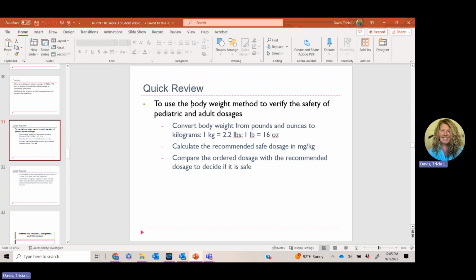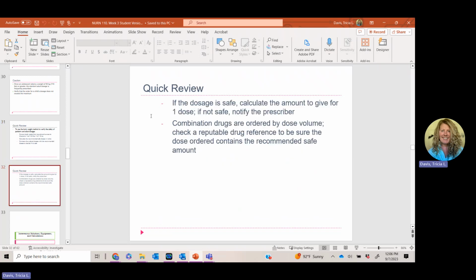So, quick review. To use the body weight method to verify the safety of pediatric and adult doses, we convert our body weight from pounds and ounces to kilograms. Then we calculate the recommended safe dose and compare the ordered dose with the recommended dose to see if it is safe. If the dosage is safe, calculate the amount to give for 1 dose. If not, notify the prescriber.